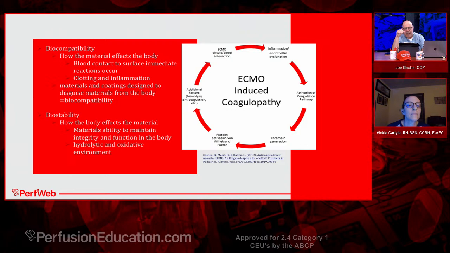This is a very important aspect to my presentation today, and that is biocompatibility and biostability. Biocompatibility is how the material affects the body. So we try to use biocompatible coatings and different kinds of materials to somewhat disguise the material from the body. Biostability, on the other hand, is how the body affects the material. A perfect example of that is using a short-term oxygenator, which we find in our standard cardiopulmonary bypass cases, where the hollow fibers are made of polypropylene, and over time, and not a long time, they're usually only rated for 6 hours. Now, even the long-term oxygenators are rated for 6 hours, but I'll get into that in a minute.